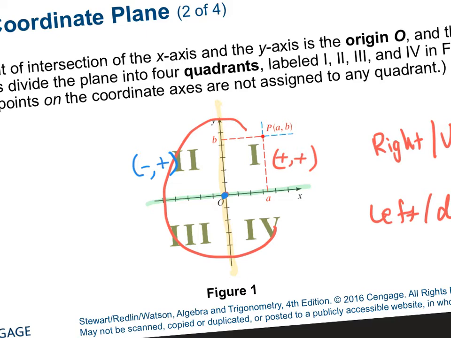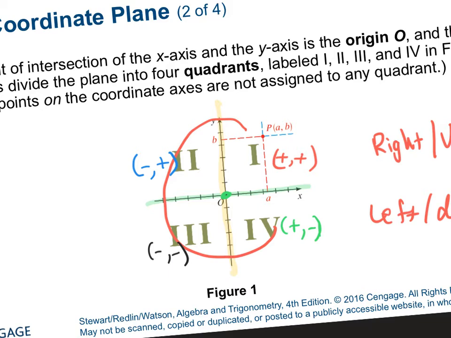You with me? If I'm in the third quadrant, I start from the origin and I go left, which is negative, and then I go down. So my x and y values in the third quadrant are negative, negative. In the fourth quadrant, from the origin, I go right, which is positive, and then down, which is negative. So my x value is positive and my y value is negative. It's important that you know that.